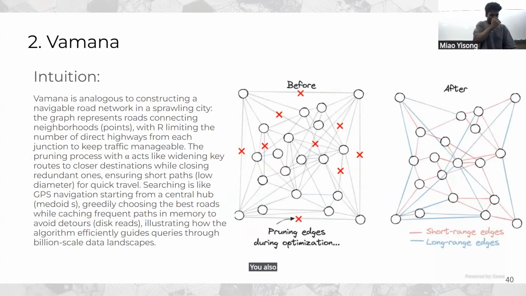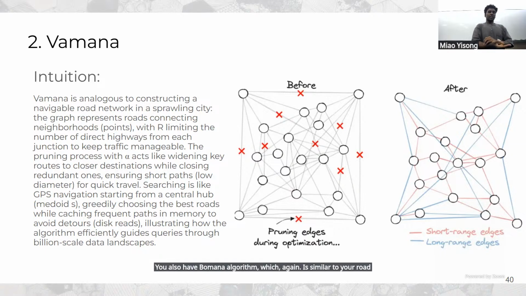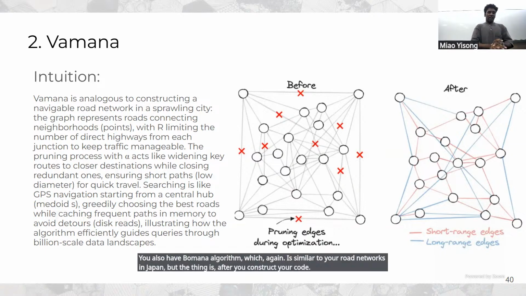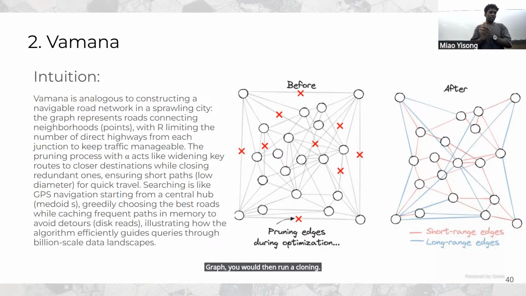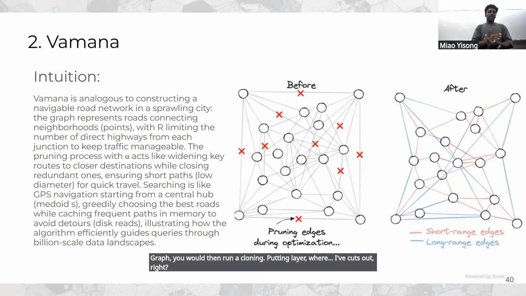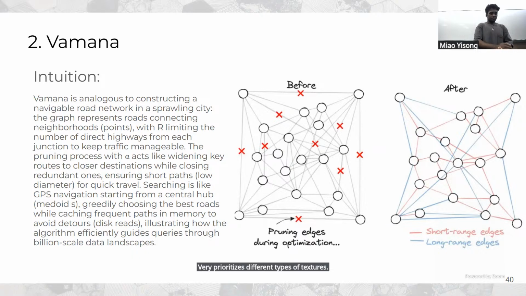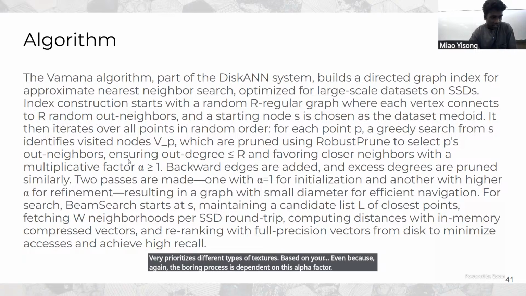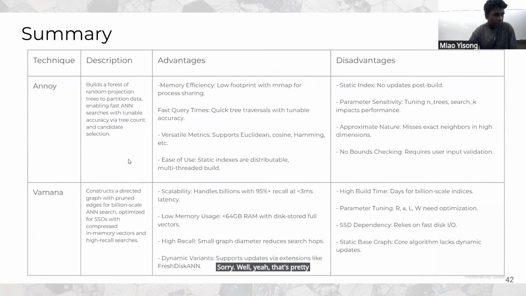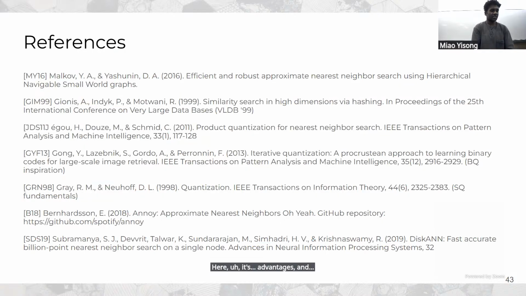You also have the Vamana algorithm, which again we talk about in more detail later. It is similar to your graph networks in general, but after you construct your whole graph, you run a pruning layer, where it prioritizes different types of edges based on your data set. Again, the pruning process is dependent on this alpha factor. Sorry. But yeah, that's pretty much it for this algorithm as well. Here are its advantages and disadvantages. These are my remarks. So thank you so much.